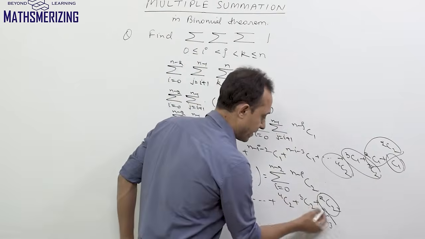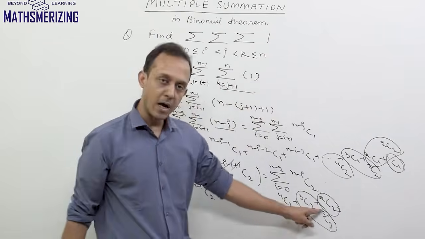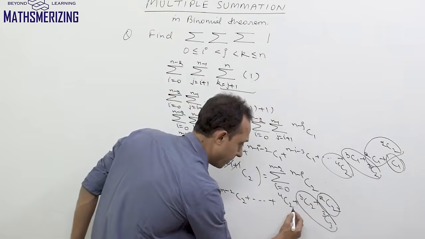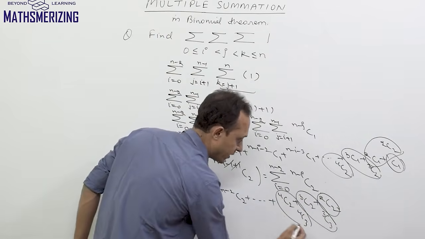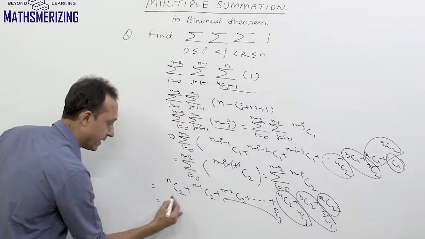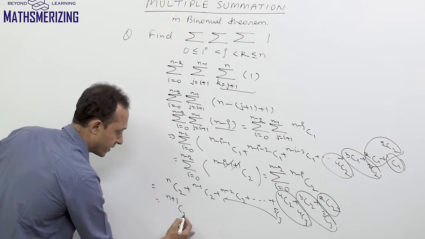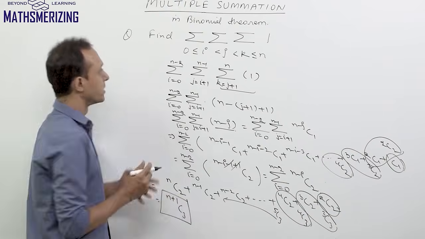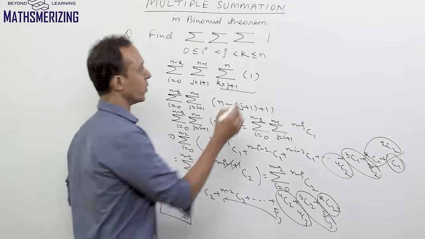If I use the property again, here n is the same and r differs by 1, so it'll be 4C3. Now 4C2 plus 4C3 will be 5C3. If I continue in this fashion, finally I'll get n plus 1 C3. So the answer to this triple summation is n plus 1 C3.